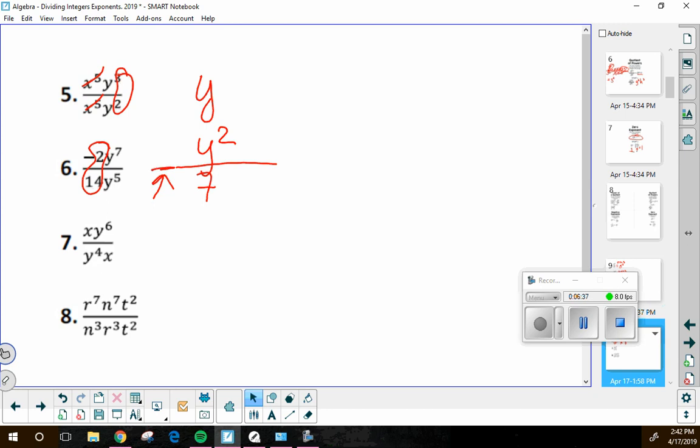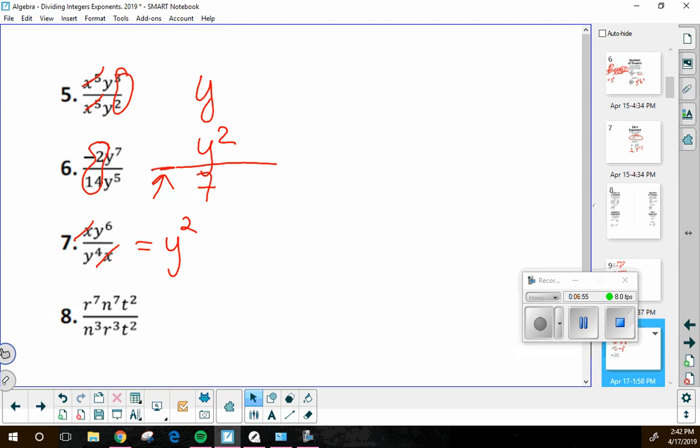Now this one's interesting. Here's an x here and here's an x here. They're not right underneath each other, but they may as well be, right? So we cross that off. When we cross that off, that just leaves us with 6 minus 4, which is what? 2, y squared.